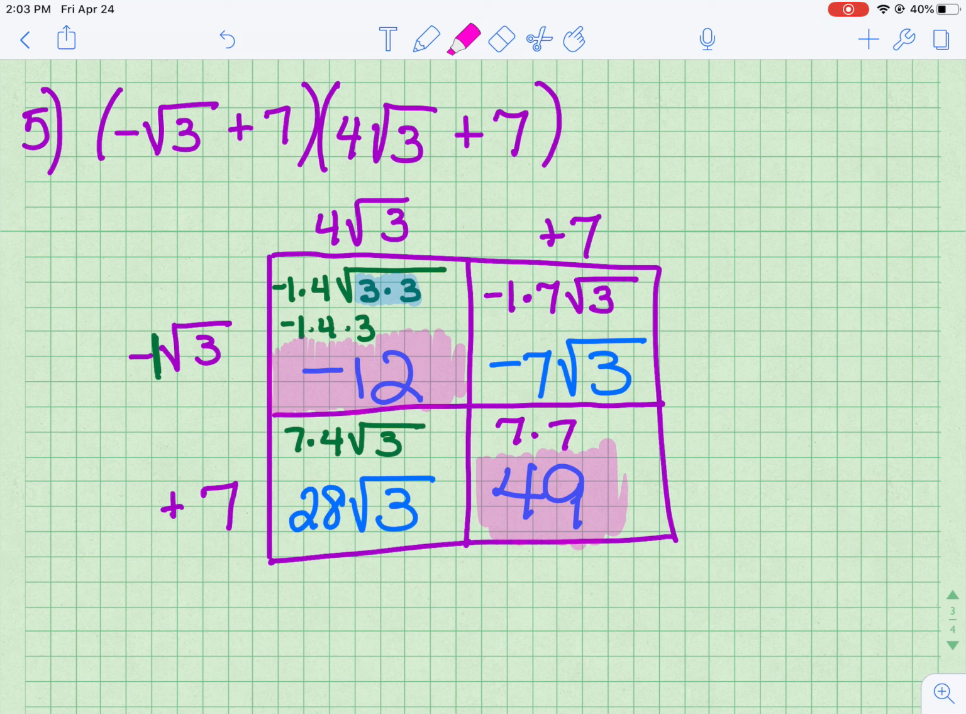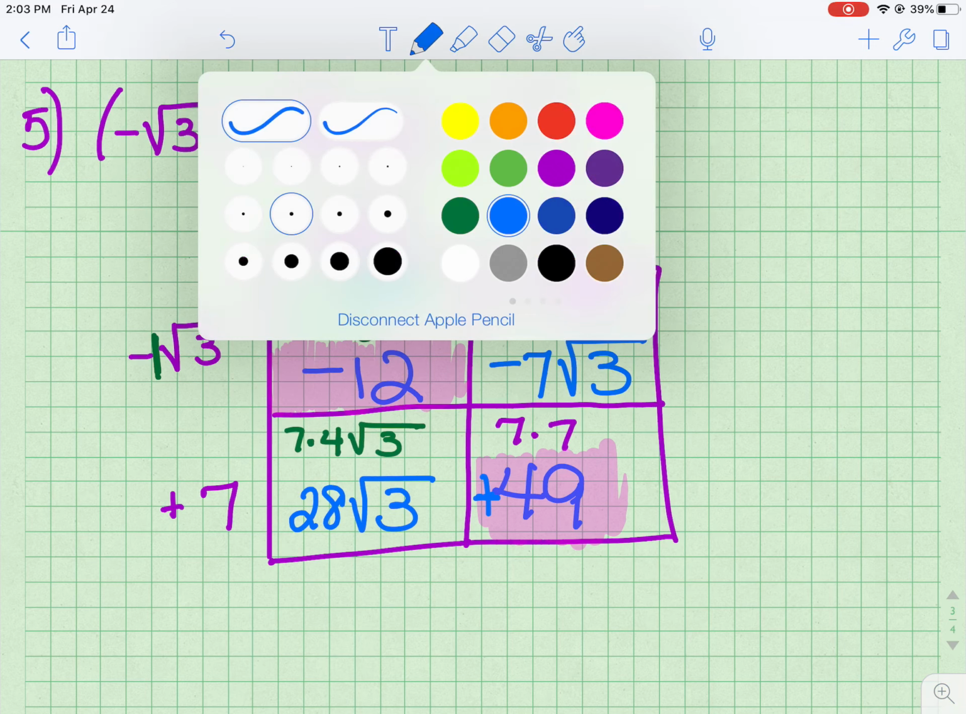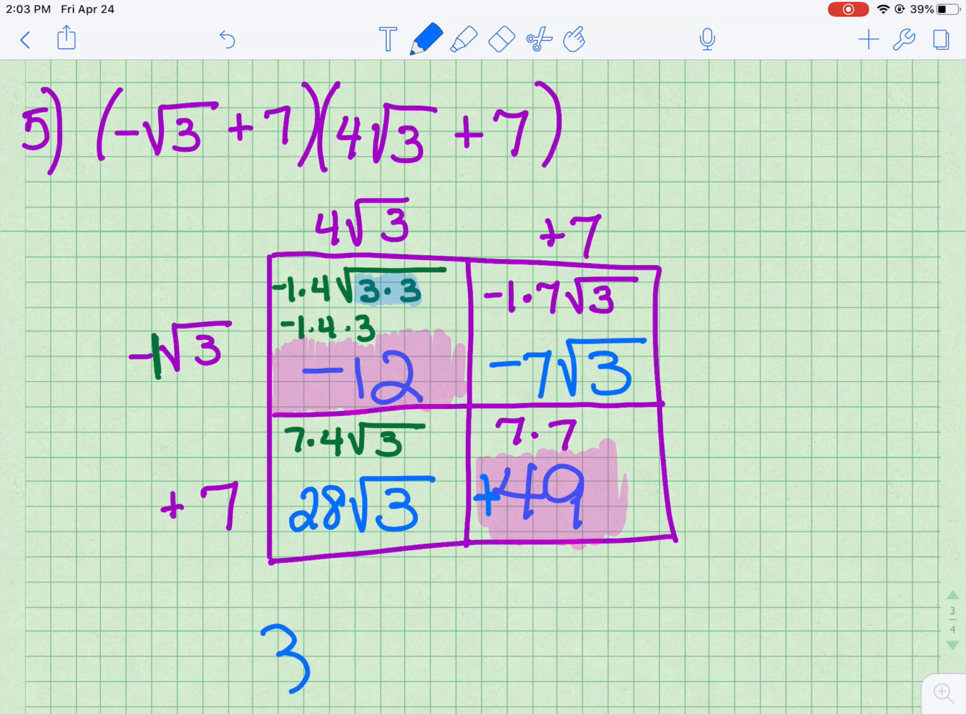And where'd the plus come from? Oh, because it's not written there. It's understood. Oh, okay. So negative 12 plus 49. I put that in my calculator and I got 37. I got that too.